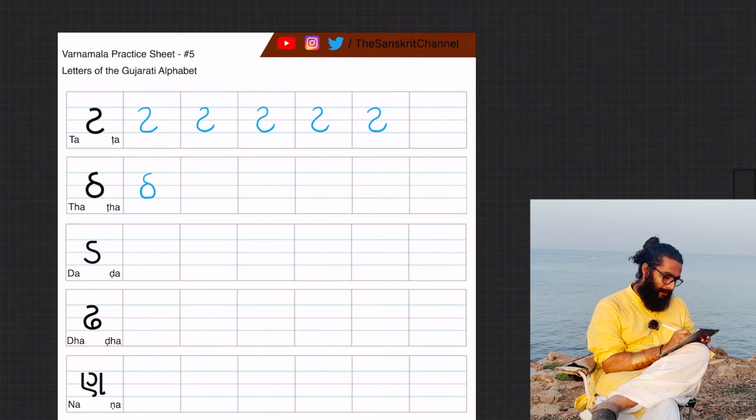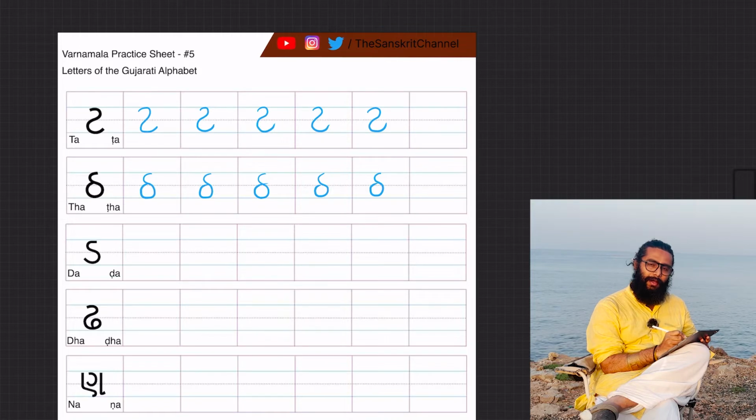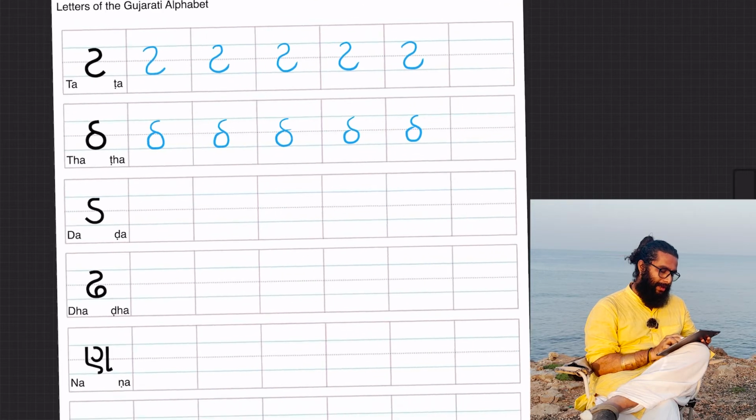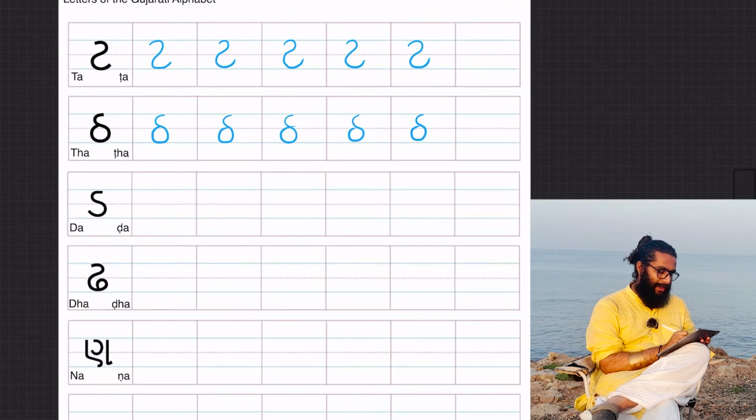Tha. The third consonant in this series is da. This is the softer sound, a sarala shabda from the same region in the vocal cavity. It is written like this.